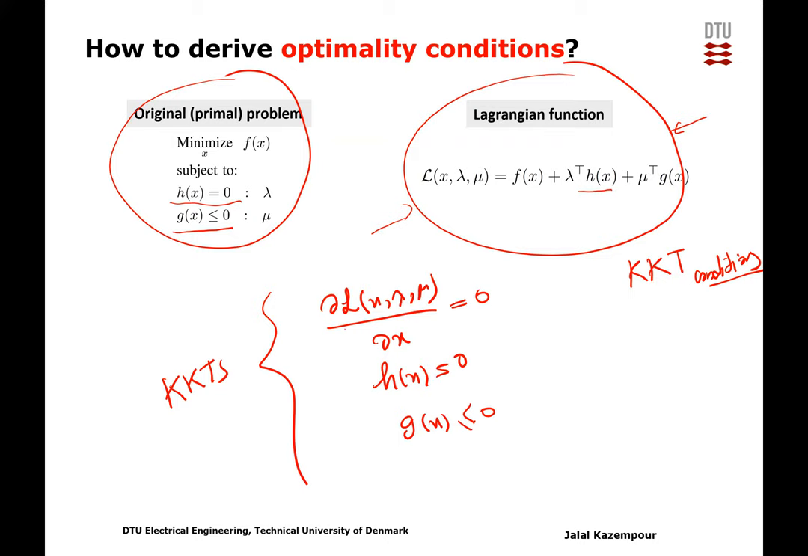We already talked about the sign of mu: mu is always non-negative, while lambda is free. The last constraint is called complementarity slackness. It says that g of x times mu is equal to zero. It's nonlinear, a product of a function of the primal variable and the dual variable. What does this constraint mean? Any answer? It means that either mu is equal to zero or g of x is equal to zero, or both of them are equal to zero.